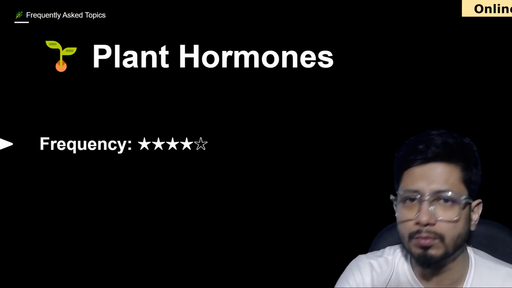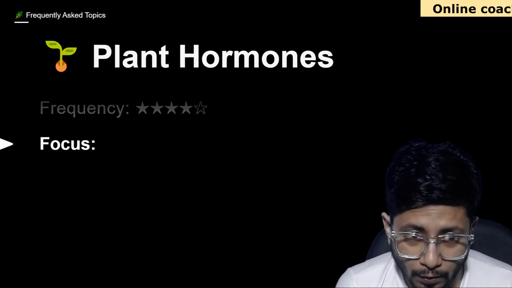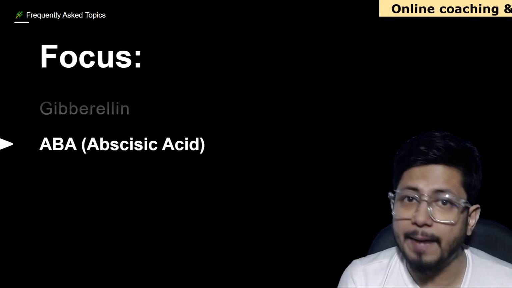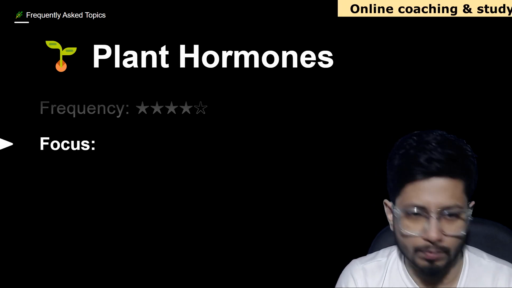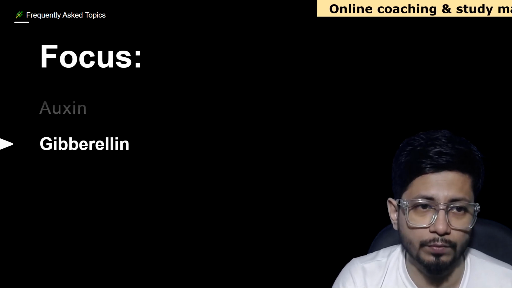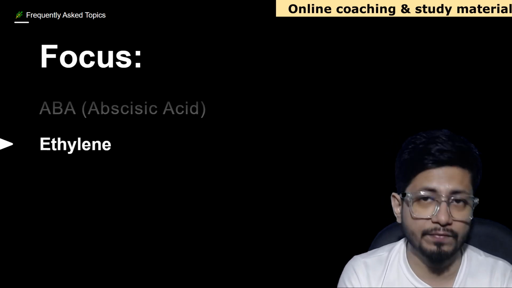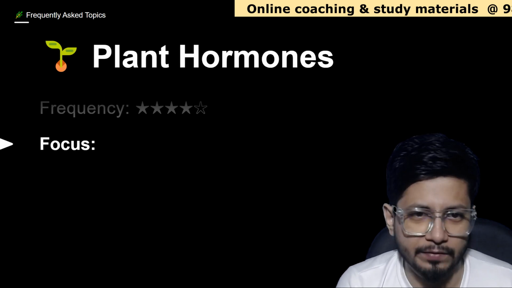The next topic that we have is plant hormones. Plant hormones are very important here. Frequency for plant hormones is 4 star out of 5. The focus for plant hormones: auxin, gibberellin, abscisic acid, ethylene and cytokinin. These are all 5 important plant hormones, but the most important 4 are auxin, gibberellin, abscisic acid and ethylene. These 4 are even more important than cytokinin. The plant hormones part is very important.